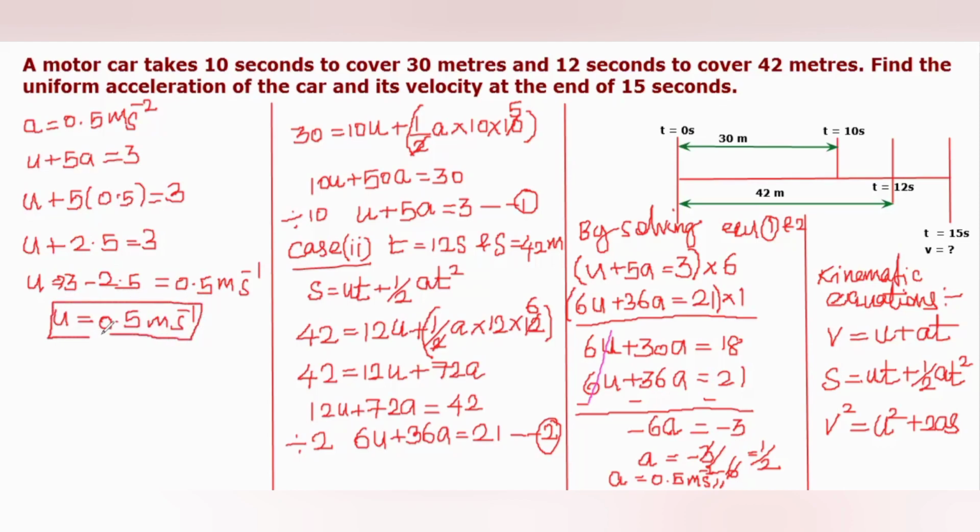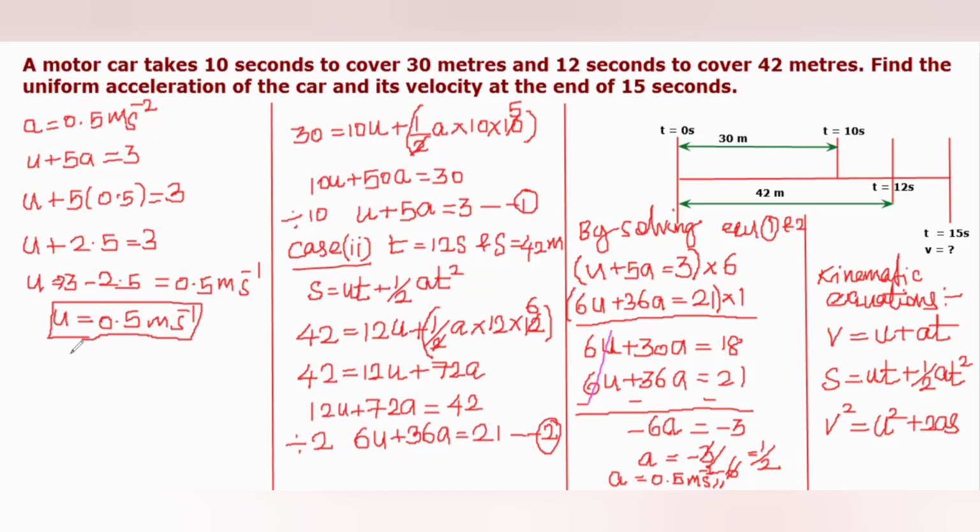Now we calculated the value of u and also the required value of acceleration. Then we have to calculate the velocity at the end of 15 seconds. For this, we have the value of t, we calculated the acceleration, and we have the value of u also. So it's better to use the first equation, v equal to u plus at. From this equation, we can calculate the velocity at 15 seconds.